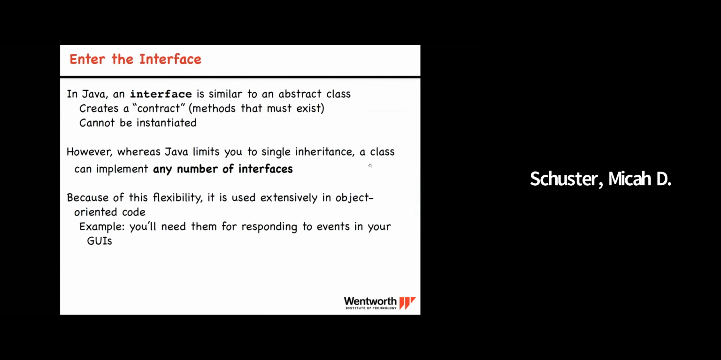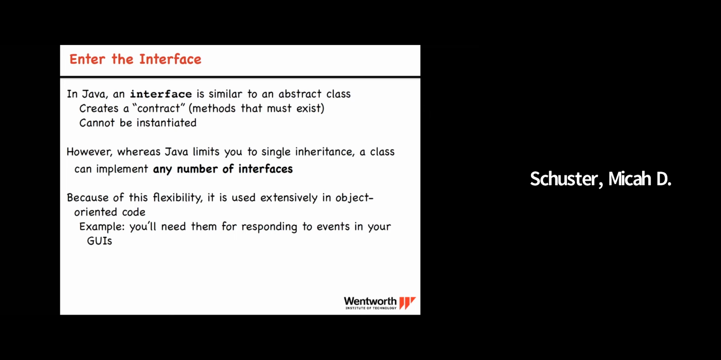So this is where the interface comes in. The interface is like an abstract class. It creates a contract. It says these methods must exist. That's exactly what pet did. Pet says these must exist in all of my child classes. So an interface does the same thing. An interface says, here's some methods. They must exist. And like an abstract class, it cannot be instantiated. So you can't create an object from an interface.